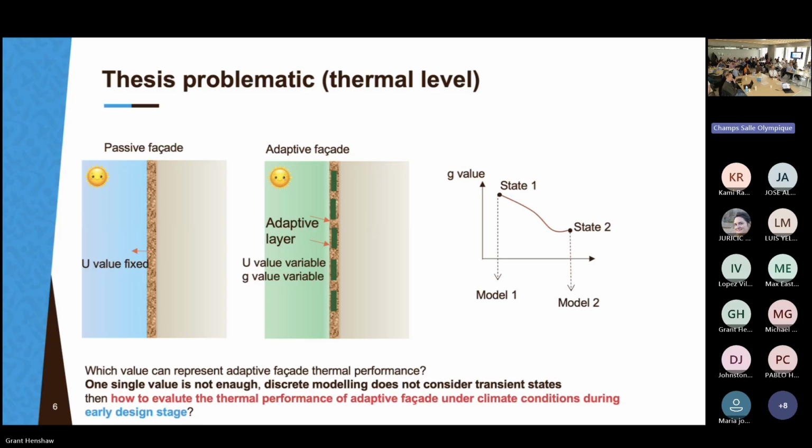So the question here is how we can actually evaluate the thermal performance of such a system, especially under climate conditions, because practically the facade will be installed outside, so we want to work with an outdoor effectiveness. And also during early stage design, because this characterization is important in the early stage design, where you want to know the optimal design of your adaptive facade and the optimal control operations that you're going to use.